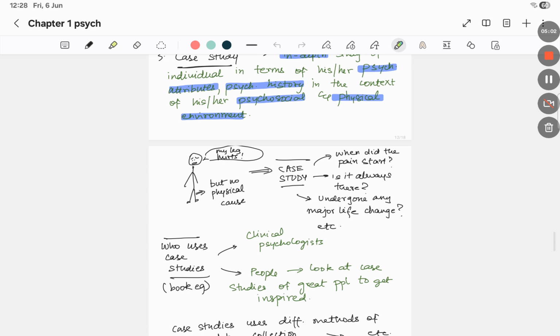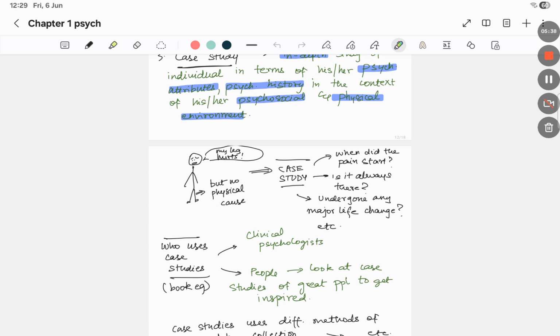So let's say there's an individual who says that his leg hurts, but there seems to be no physical cause, right? So what would you do in a case study? So you ask him, when did the pain start? Was it always there? Has he undergone any major life change, etc.? So major life change is the psychosocial part, right? The physical pain is the physical aspect of it, right? So you ask the psychological history of the individual, psychosocial history of the individual, and you look at the physical environment of the individual as well.